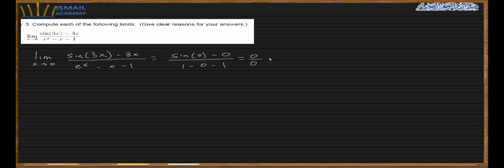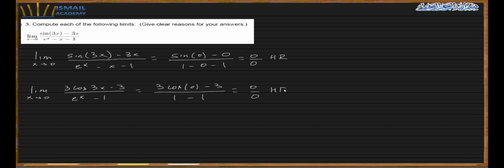So in that case I use L'Hopital's rule, and to do so I need to take the derivative of the numerator by itself and the derivative of the denominator by itself. So this is the same thing as the limit when x goes to 0 of 3 cosine 3x minus 3 over e to the x, since the derivative of e to the x is just e to the x, minus 1, and I apply the limit again here. So I will have 3 cosine of 0, which is 1, minus 3 over e to the 0, which is 1, minus 1. Again here I will have 0 over 0, so I'm going to apply L'Hopital's rule again.